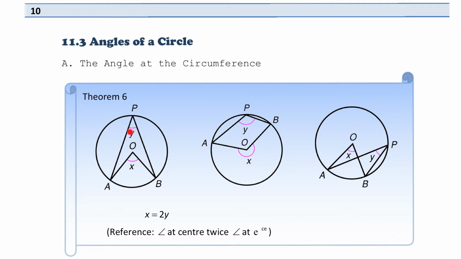For example, consider this circle, angle APB. I call this the angle at circumference subtended by the arc AB. So the corresponding angle at center is AOB, because it is also subtended by the arc AB. I know x is equal to 2y. So the abbreviation is: angle at center is twice angle at circumference.